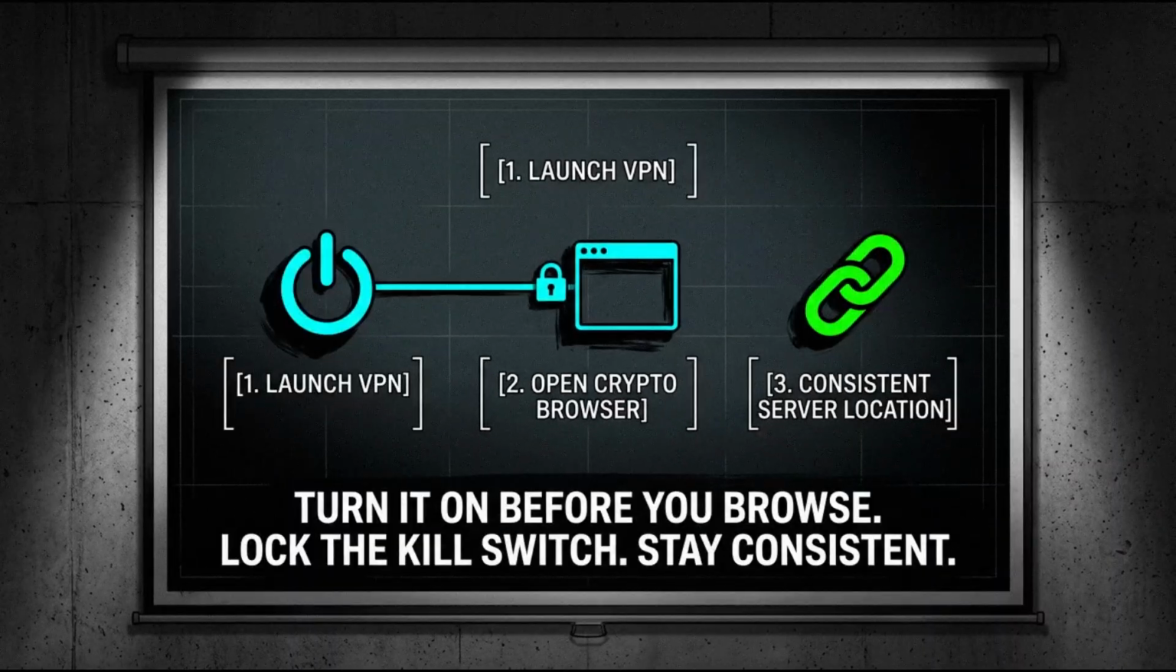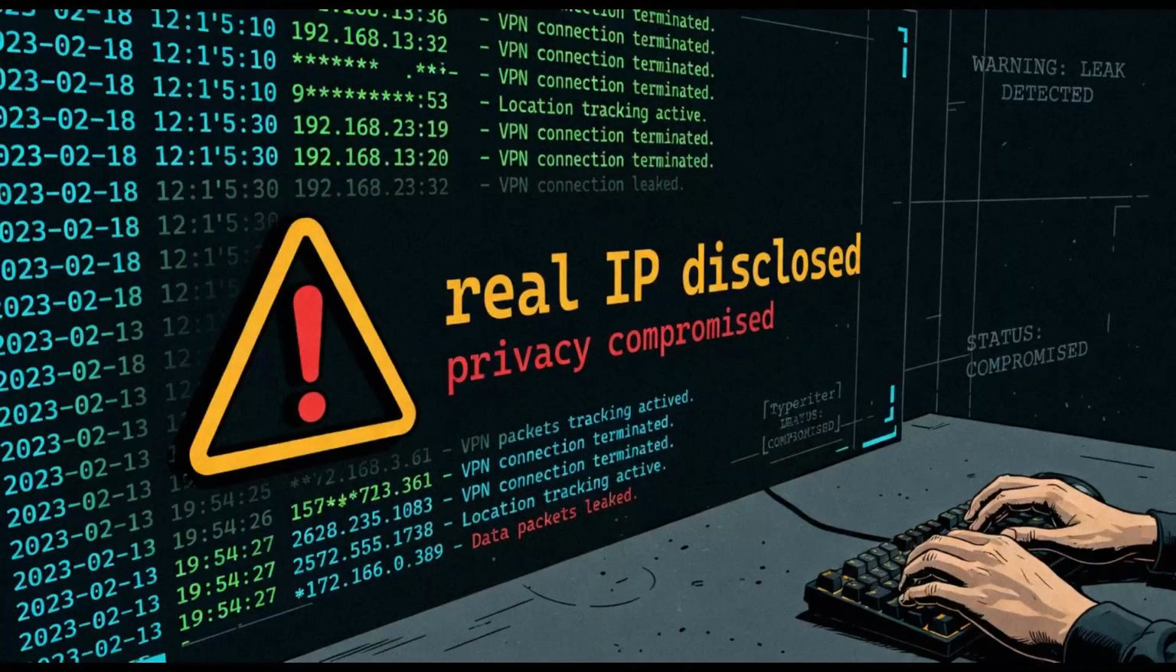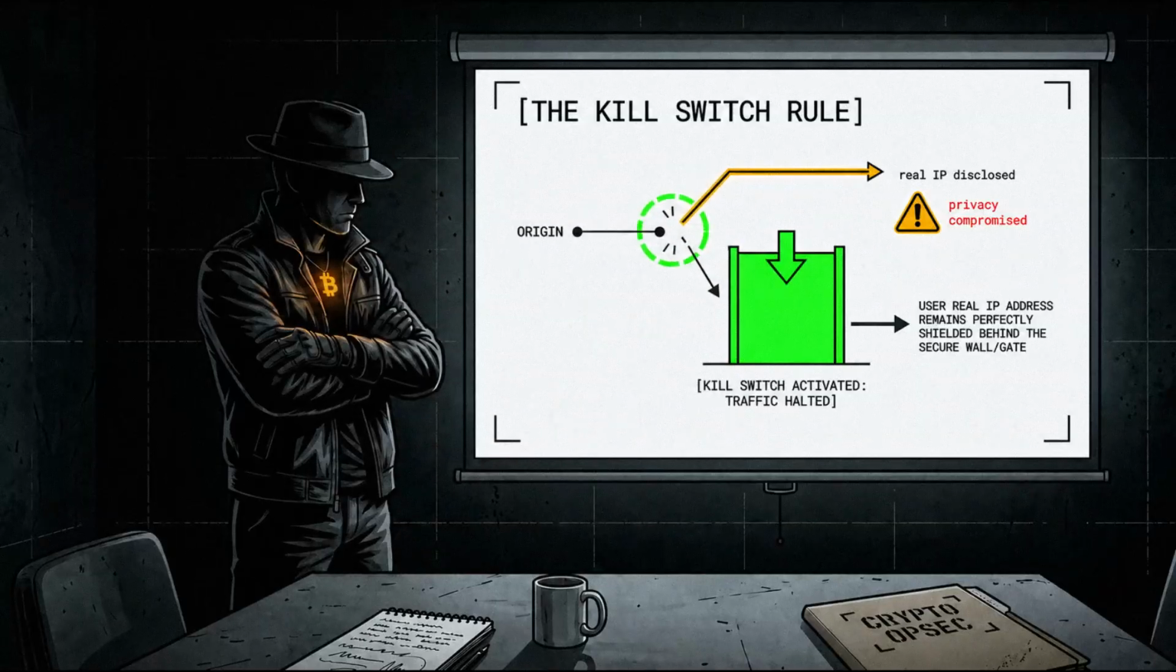How to use VPNs properly. You turn it on before you open your crypto browser, not after. Then you pick a server location that makes sense and stay consistent, because switching servers constantly can actually create more fingerprinting patterns. Another thing you must pay attention to is to have a kill switch on. If the VPN connection drops, your traffic should stop, not revert to your real IP without you noticing. Alright, this is a small detail, but a very important one.